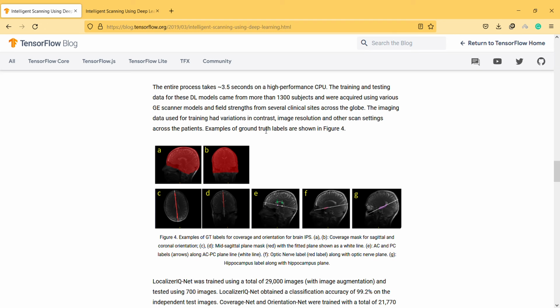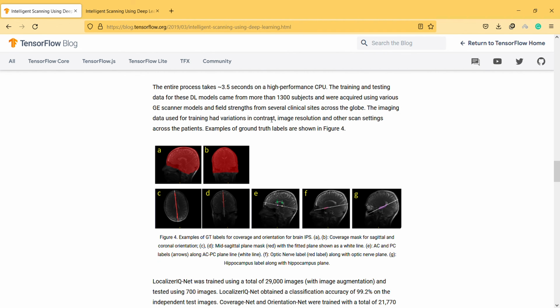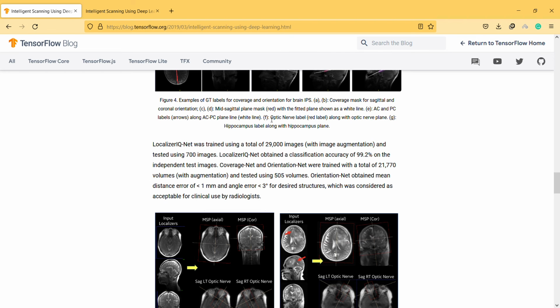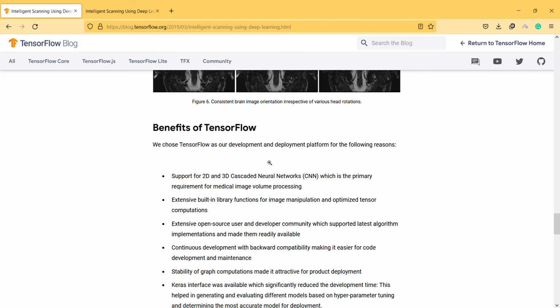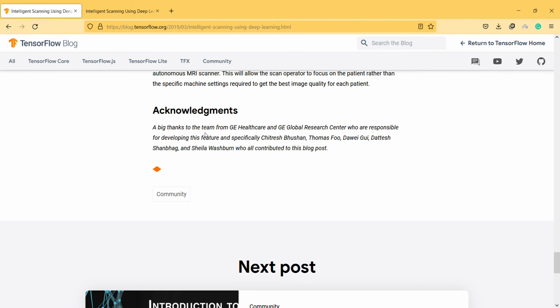The entire process takes 3.5 seconds on a high-performance CPU. The data came from more than 1,300 subjects and were acquired using various scanner models, such as General Electric, I guess, and field strengths from several clinical sites across the globe. So this is the method, the benefits of TensorFlow, and that's all, I guess.